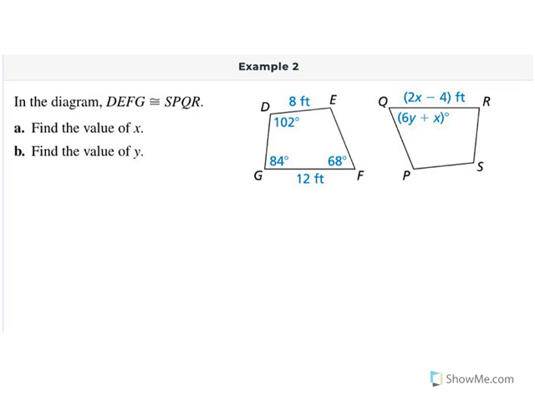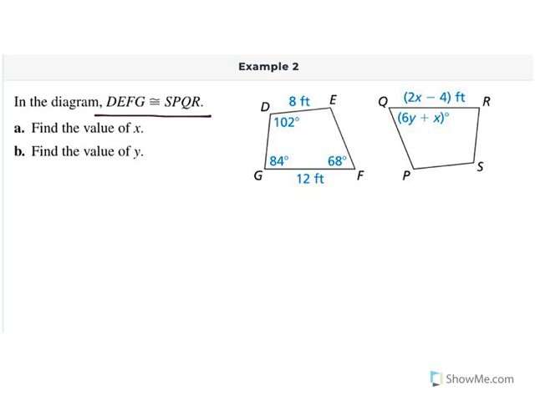So, where does this matter for like the math of it all? Well, in this diagram, we know that DEFG is congruent to SPQR. There's no little like triangle or quadrilateral or anything. Once you get past a triangle, so this is a quadrilateral because it's got 4 sides, you just put all the letters, and we know it's a quadrilateral because there's 4 letters.